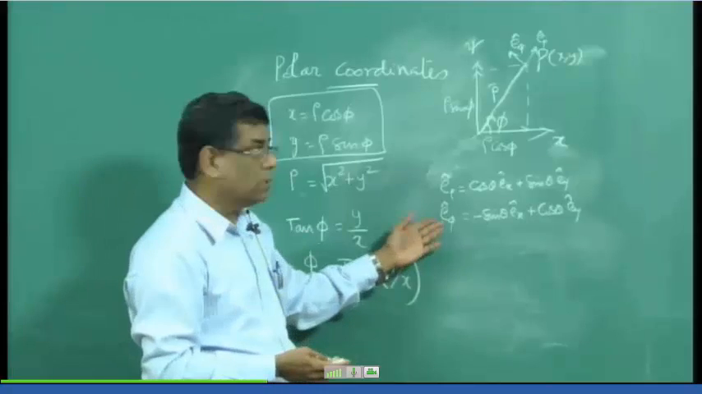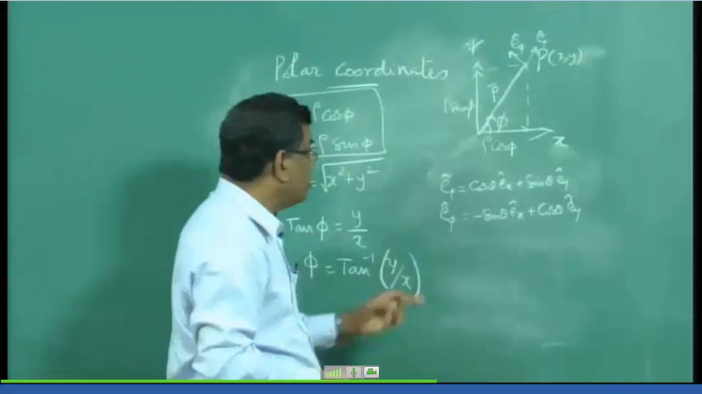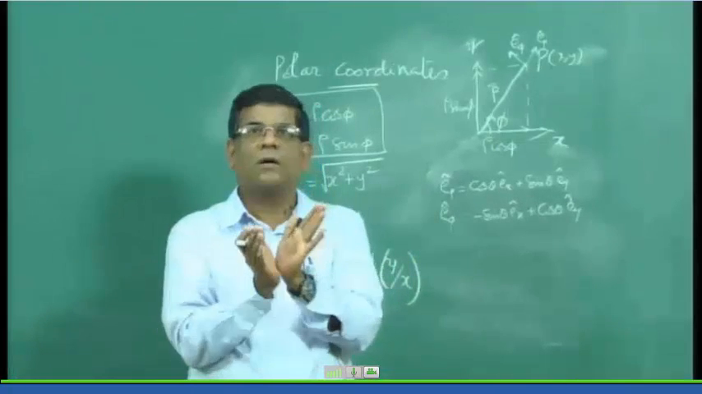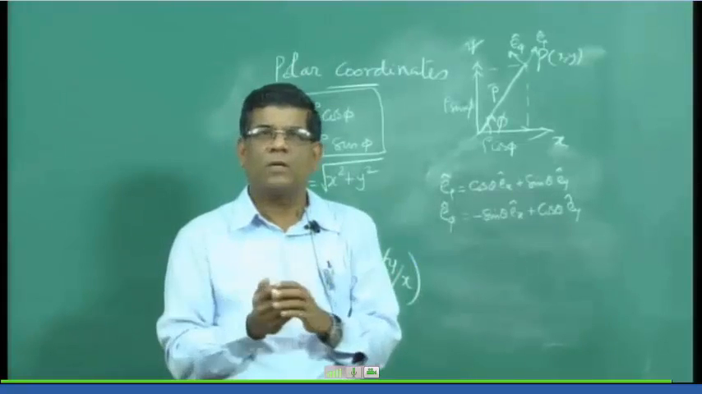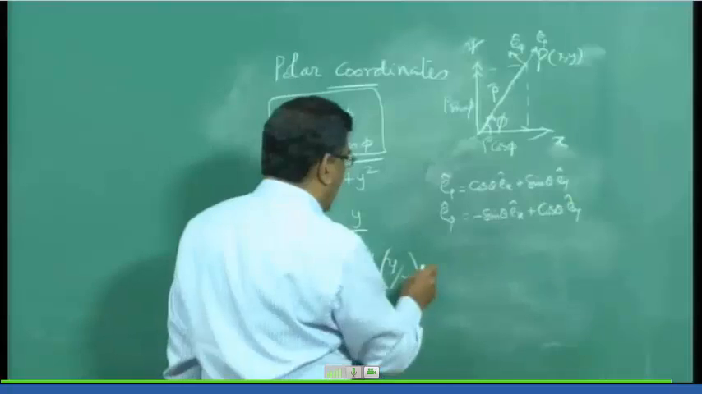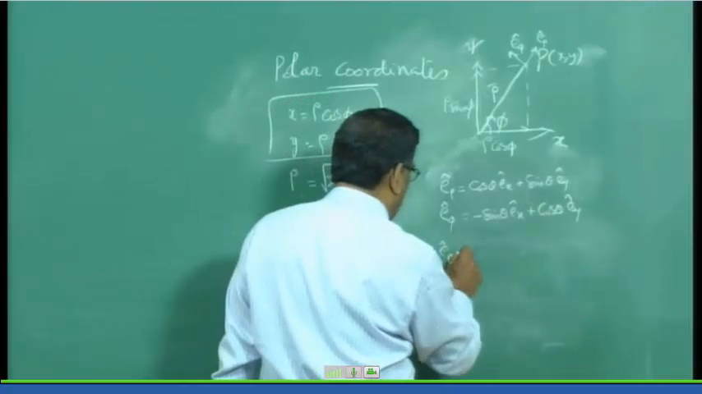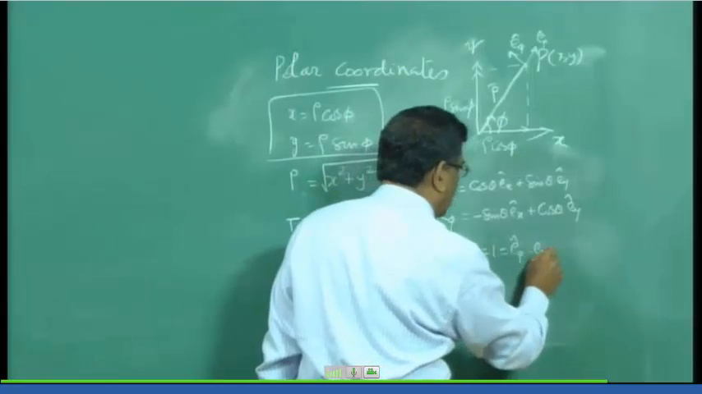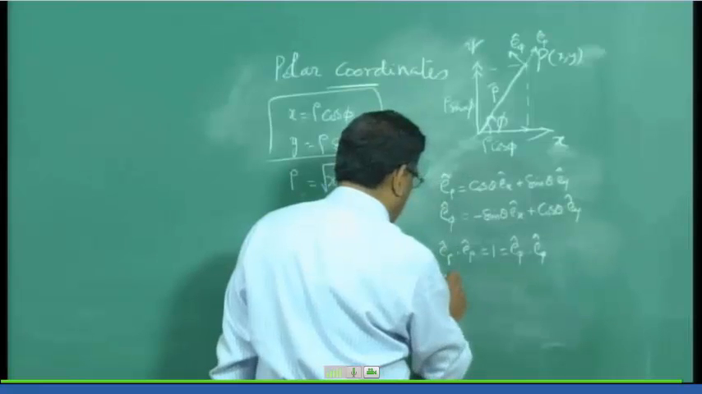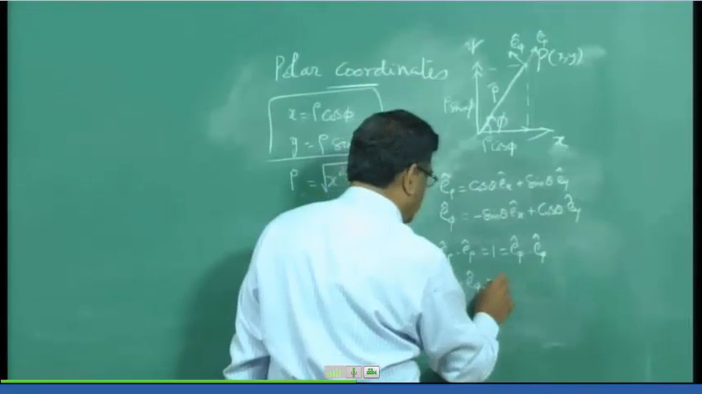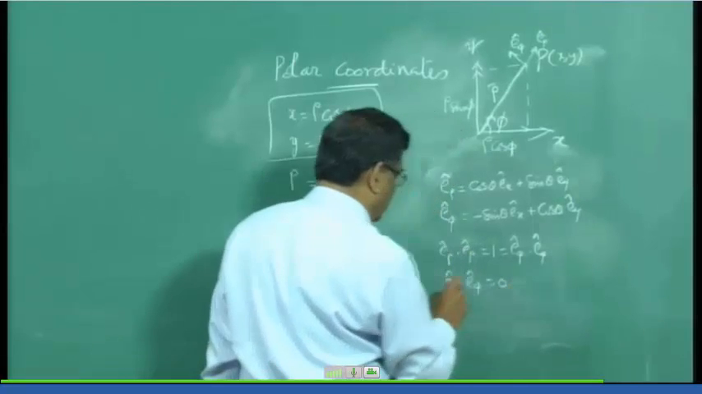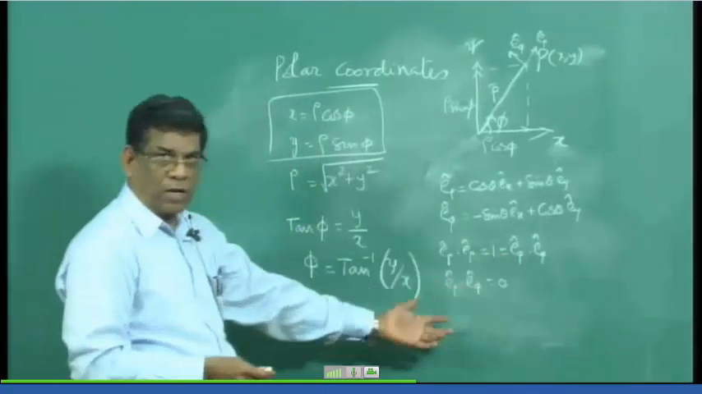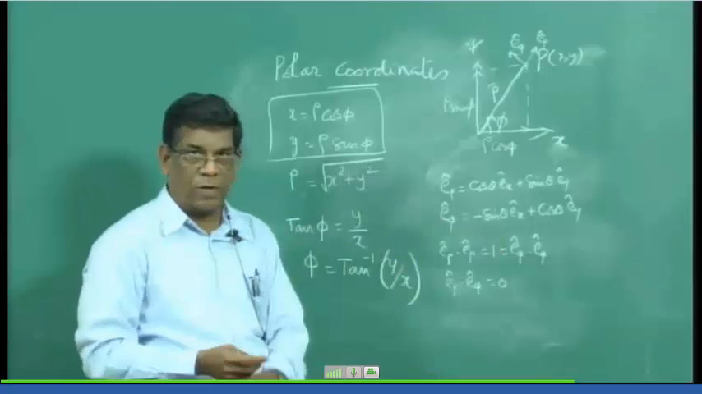We also saw that E rho and E phi are at 90 degrees. How do you know? Take a dot product of these two. If the two vectors are perpendicular, if you take the dot product, cos 90 becomes 0, therefore it should become 0. You can check that yourself. And so I will say E rho dot E rho is equal to 1, which is equal to E phi dot E phi, and E rho dot E phi is equal to 0. These are important results that we also will be using.